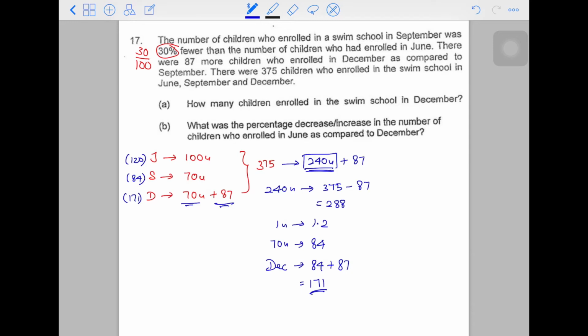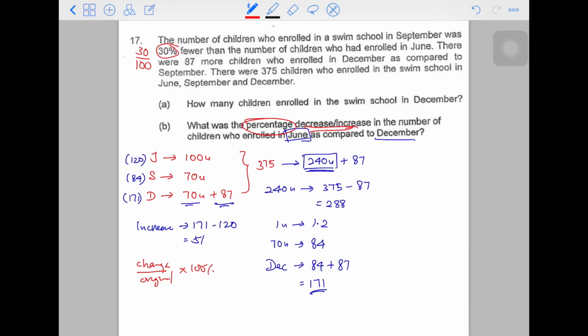It says, what was the percentage decrease or increase in the number of children who enrolled in June compared to December? June is the original month because there's an increase to December, yes? June you have 120, December is 171. So there is an increase. Increase by how much? 171 minus 120. That will give you 51. And so your formula, what you need to find in percentage change is the change or whatever they ask for, over original, times 100%. That will give you the percentage.